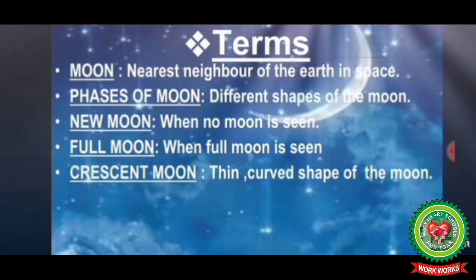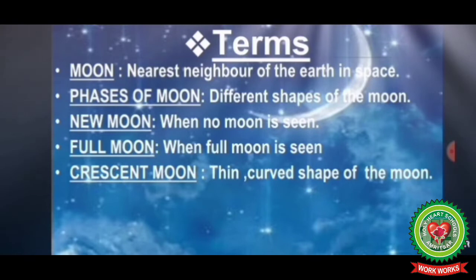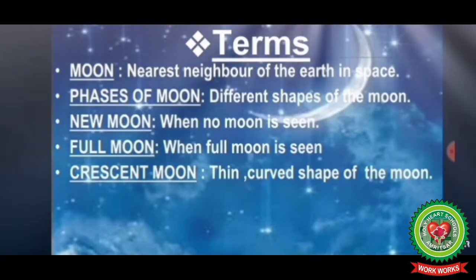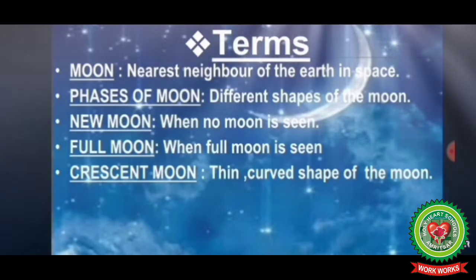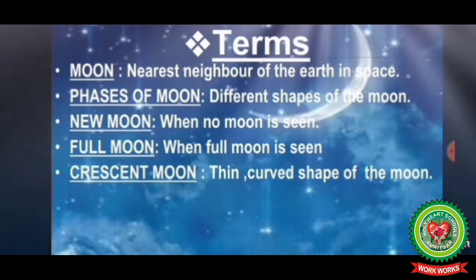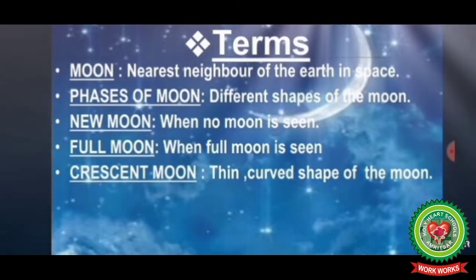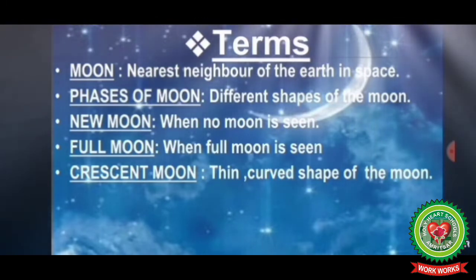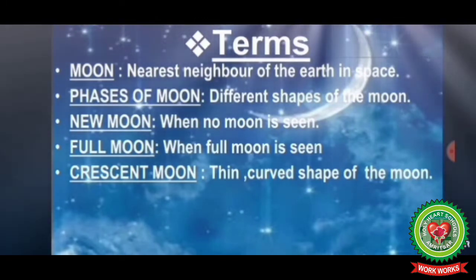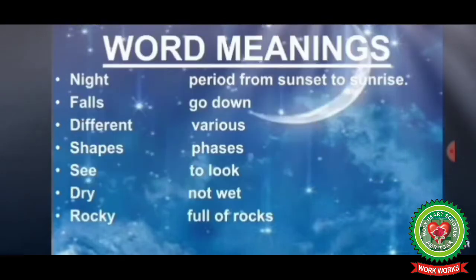Let's discuss some important terms of this lesson. Number 1 is moon, nearest neighbor of the earth in space. Phases of moon, different shapes of the moon. New moon, when no moon is seen. Full moon, when full moon is seen. Crescent moon, thin, curved shape of the moon.